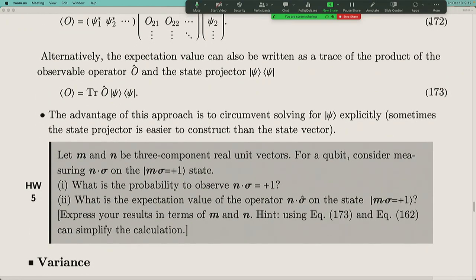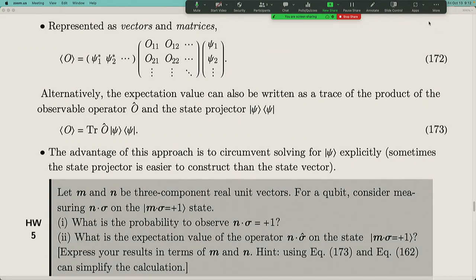If you use the first approach, then you really need to know what the ket vector is, what the bra vector is. You need to find these eigenvectors, find these state vectors. Sometimes the state vector is much more difficult to find than the projection operator, as we mentioned previously with the Pauli matrix. So homework 5 is indeed giving you an opportunity to see that. It is about m and n, which are 2 3-component real vectors. So each one of them is a 3-component real vector. They are just used to parameterize certain generic Pauli operators.